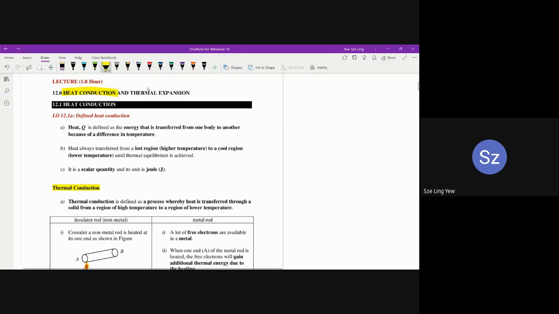And the second thing in this chapter is thermal expansion. So what happens if you heat something up? Of course, it will expand. So we will see how it expands in this case.